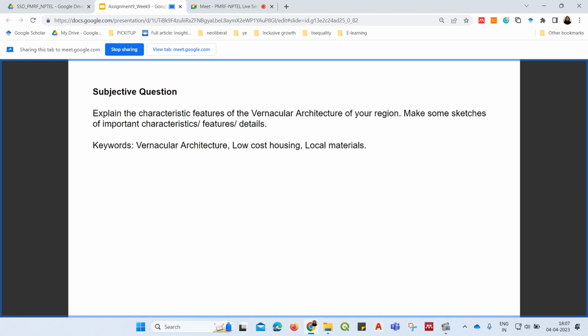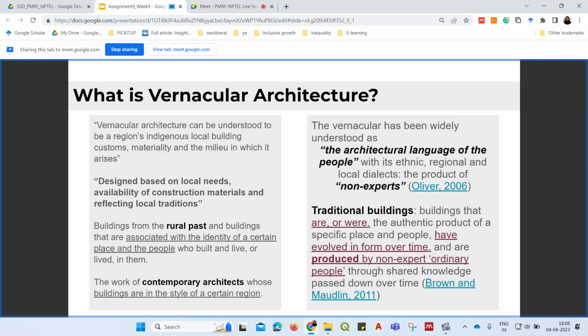So I hope this helps you get an idea of how subjective questions can be assigned to you and how to solve them. This is a question which asks you to explain the characteristic features of the vernacular architecture of your region. It also asks you to make some sketches of important characteristics or features or details of that particular architectural style. And the keywords which you'll follow to solve this question are vernacular architecture, low cost housing, and local materials.